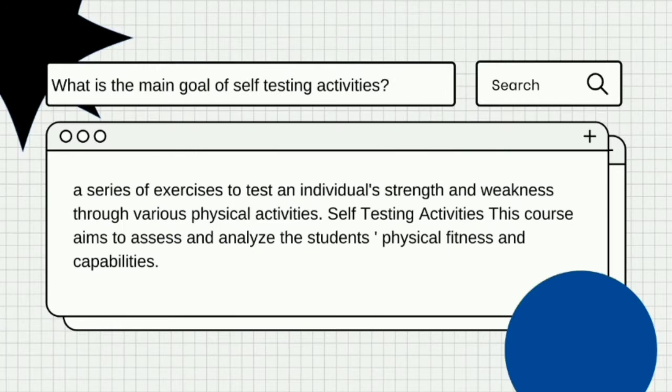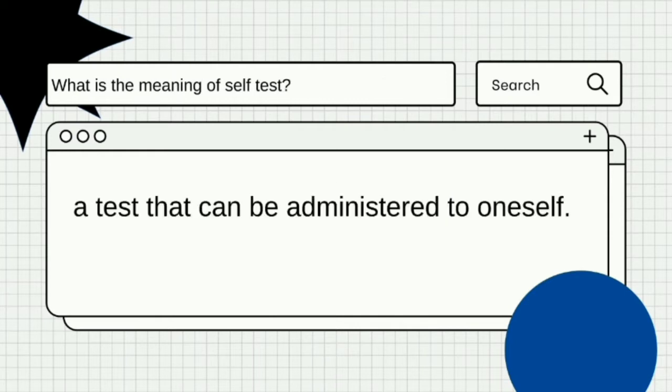What is the main goal of self-testing activities? A series of exercises to test an individual's strengths and weaknesses through various physical activities. Self-testing activities aim to assess and analyze the student's physical fitness and capabilities. What is the meaning of self-test? A test that can be administered to oneself.